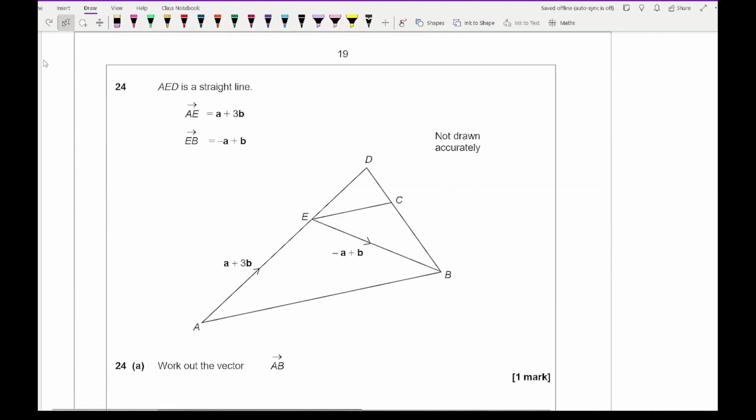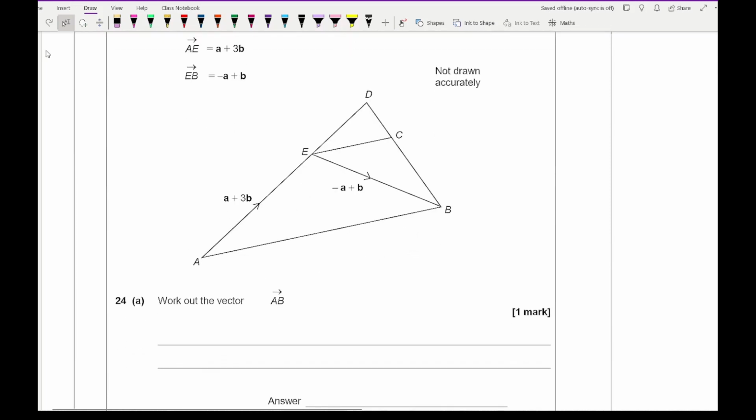Now for question 24, it says ACD is a straight line, and it's given us our vectors, and the question is asking us to work out the vector of A to B. So for this, to get from A to B, the route that I'm going to choose is A to E plus E to B. Now A to E is a plus 3b, and E to B is going to be minus a plus b, and if we simplify all of that, we get an answer of 4b.